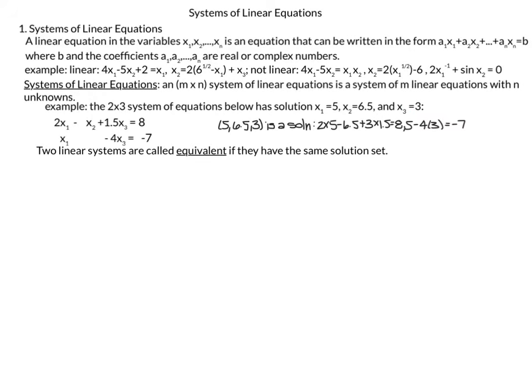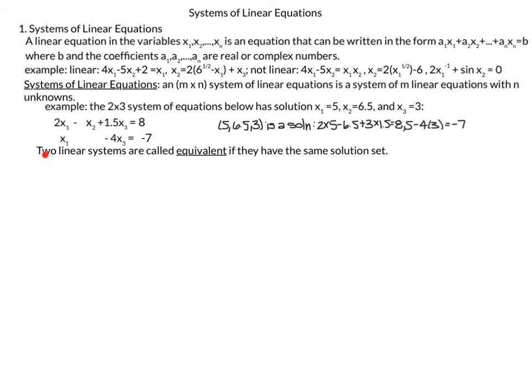So we can plug in x1 equals 5, x2 equals 6.5, and x3 equals 3 into this first equation, and we get 2 times 5 minus 6.5 plus 1.5 times 3. So that would be 10 minus 6.5, which is 3.5, plus this would be 4.5, that will give us 8. Or we can plug in also that 5 in for x1, there's no x2 term, and then 3 for x3 here, and we get 5 minus 12, that will give us minus 7. So again, this is a solution to our system of equations.